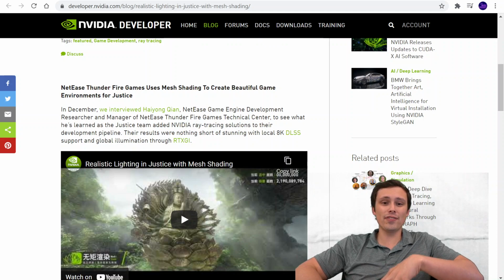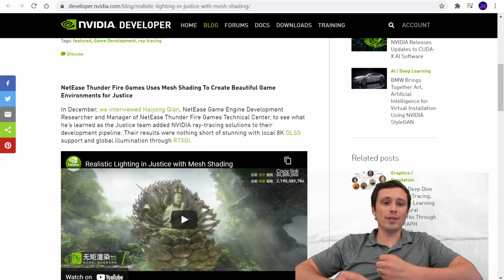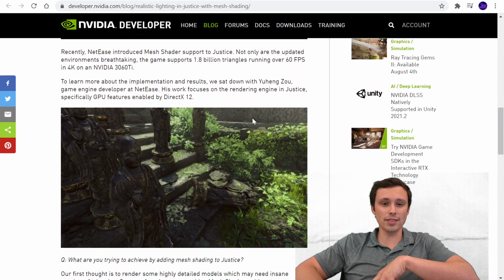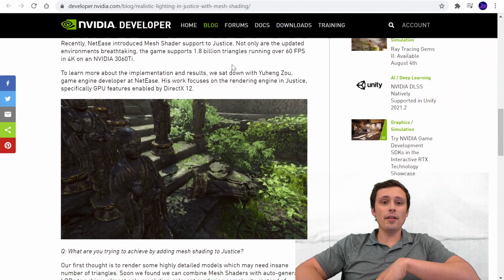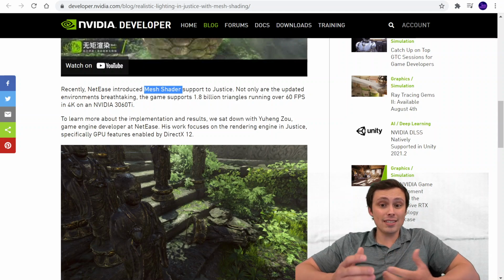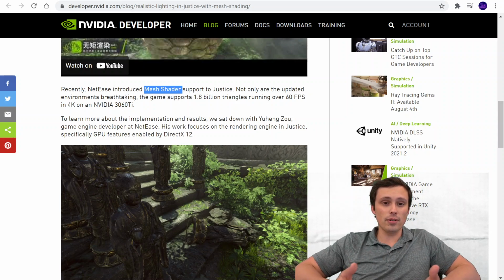I believe it was one of the first games to support ray tracing and DLSS and that kind of thing. Don't completely quote me on that, but I believe I did read that in one of these articles as I went. But the point is, they are now supporting this mesh shader. And I believe it's the first game to do so that I've run into.